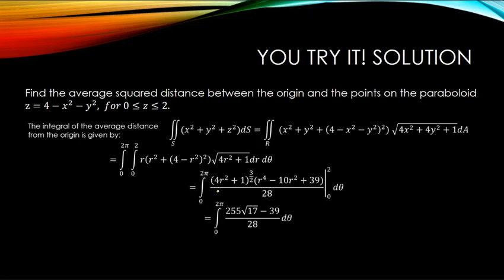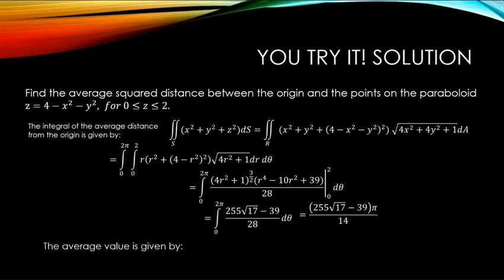so that my outer integral becomes the integral from 0 to 2 pi of 255 times the square root of 17 minus 39 all divided by 28 d theta. I complete that integration piece and I get the quantity 255 times the square root of 17 minus 39 all times pi divided by 14.